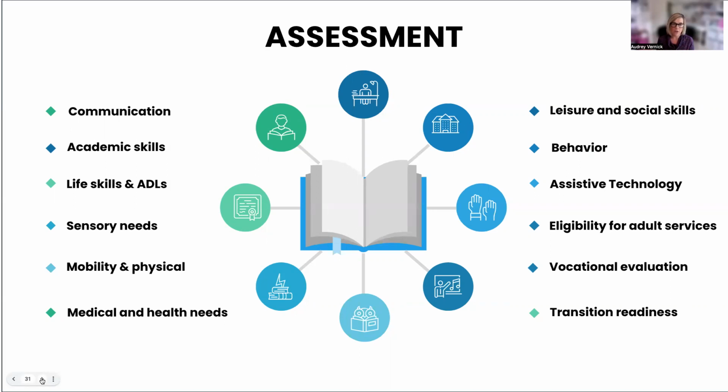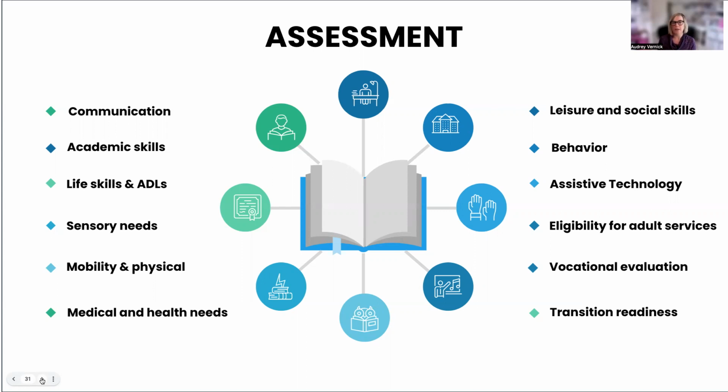They might need information provided from others, like commentary and observation. What academic skills do they have, or do they still need to work on? What are their life skills and their functional and adaptive skills? Do they have sensory needs? And then just going through everything: physical mobility, medical and health.